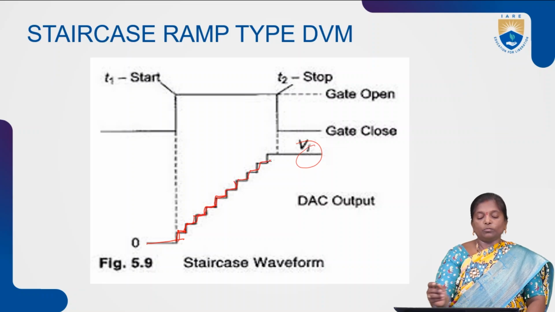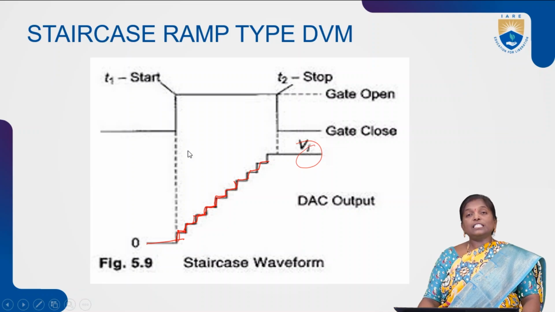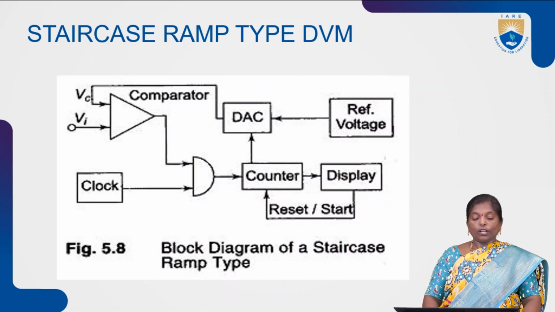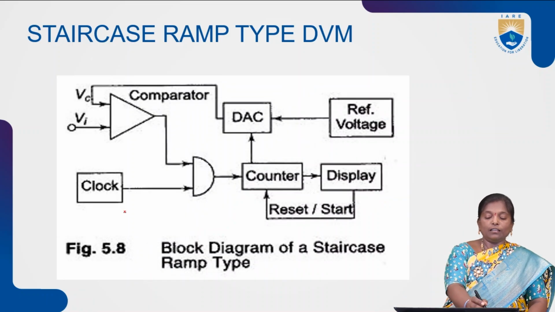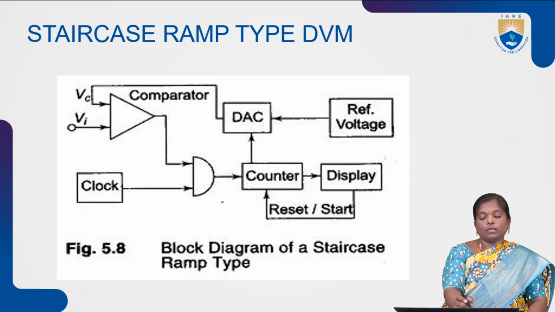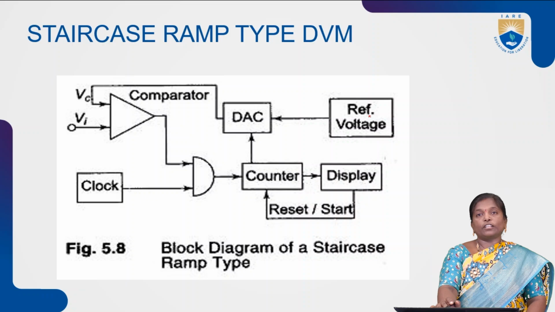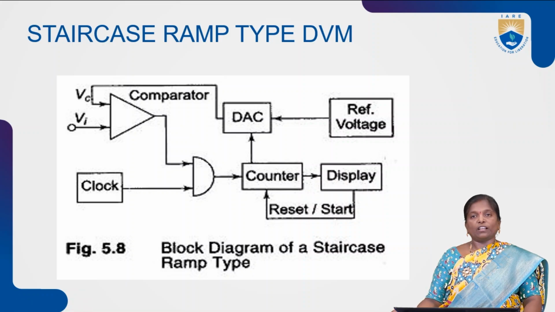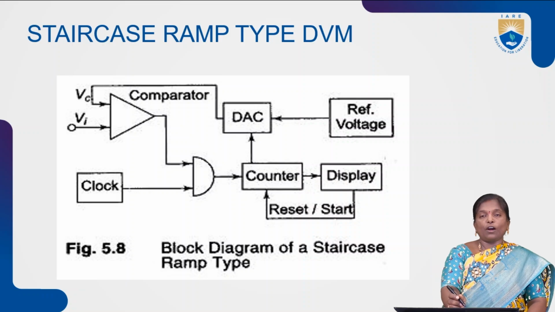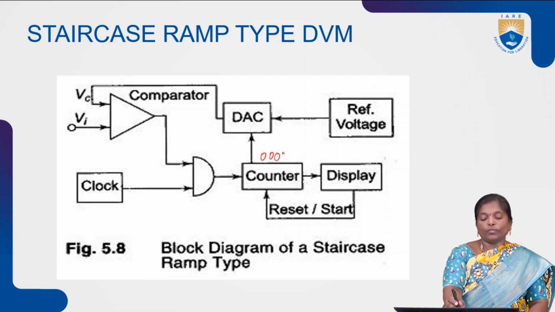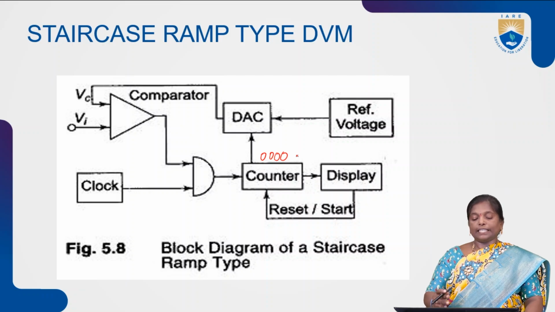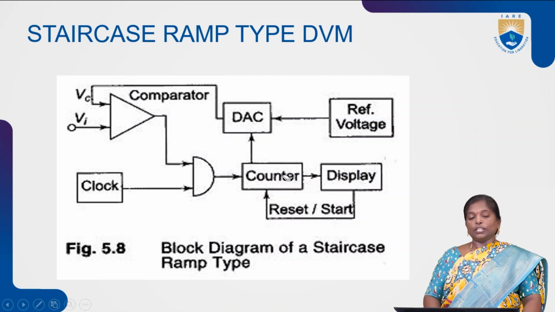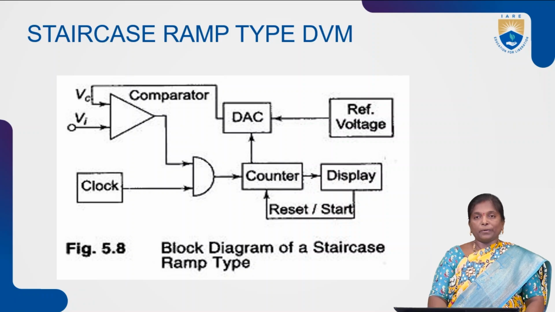Whenever there is a change in the input, the change varies in steps, but the step size is maintained as constant. Coming to the circuit operation, we have a clock signal and counter, display unit, reference voltage, DAC and voltage comparator. Similar to the previous one, in the staircase ramp type of digital voltmeter also, before starting the operation, we have to make the counter value 0. Initially, the counter is reset, so the count value is 0. Then we start the operation.